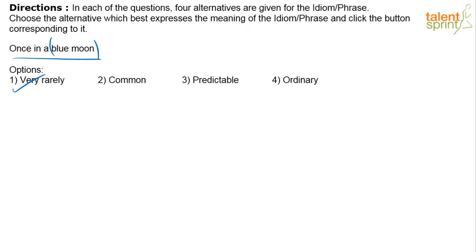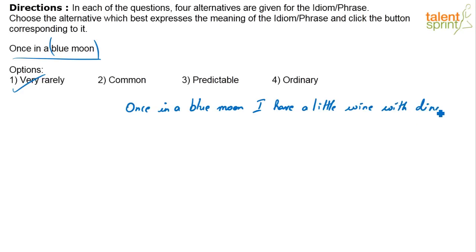So here again, you've just applied a little bit of logic. You've asked questions. Is seeing a blue moon very common? No, it's not. So when you say once in a blue moon, what you're saying is something is very rare. Once in a blue moon, I have a little wine with dinner, right? Just to put it in a context.